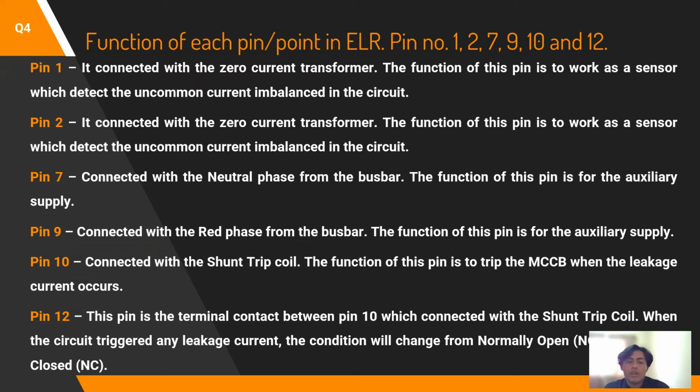And then lastly, for pin 12, this pin is the terminal contact between the pin 10, which is connected with the shunt trip coil. So when the circuit is triggered by any leakage current, the condition will change from normally open to normally closed.